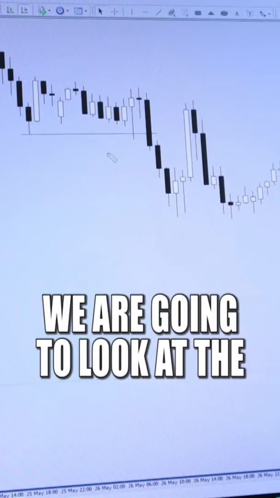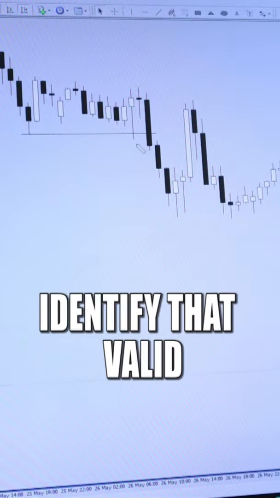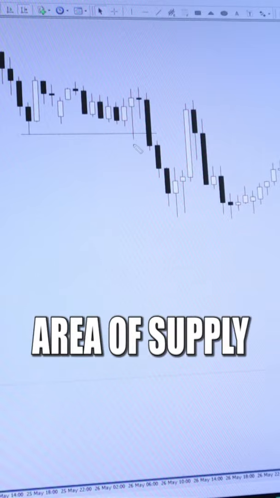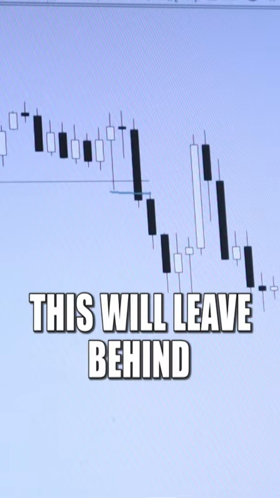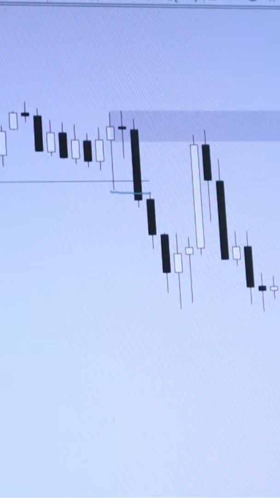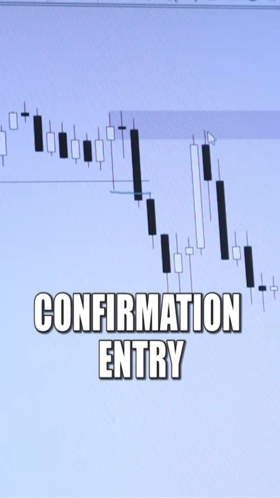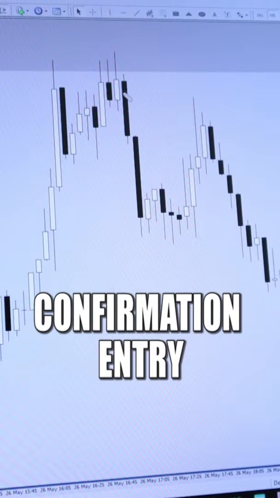In this short, we're going to look at the supply and demand confirmation entry. First, we have to identify that valid area of supply. When the market breaks down and removes the low of this bullish candle, this will leave behind a valid area of supply. We can see the market pulls back into that supply, and it's right here where we'll look at the confirmation entry. And it's here on the lower time frame we look for that confirmation entry.